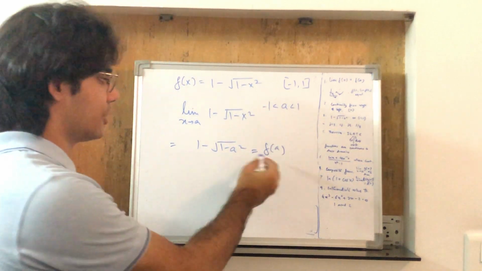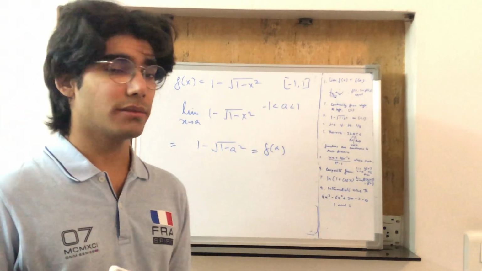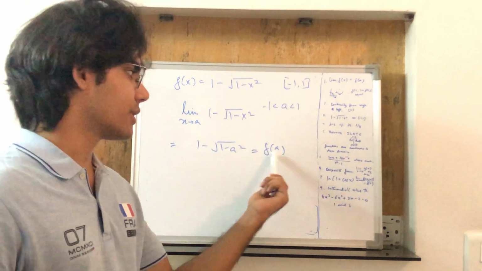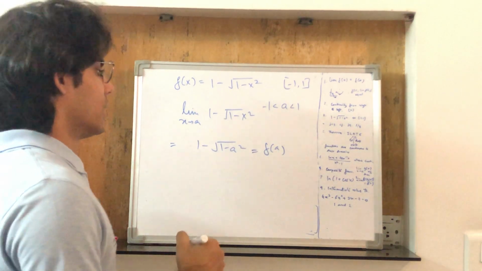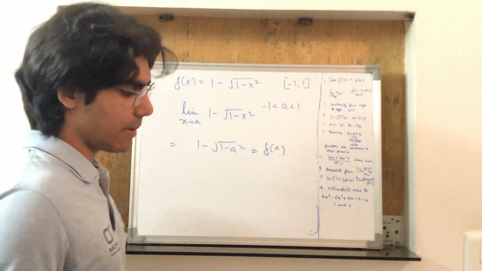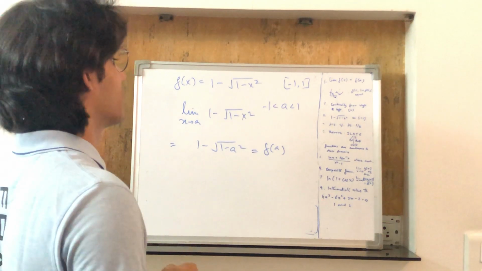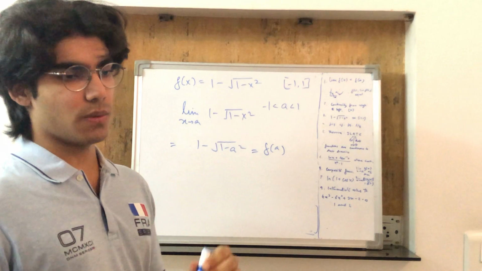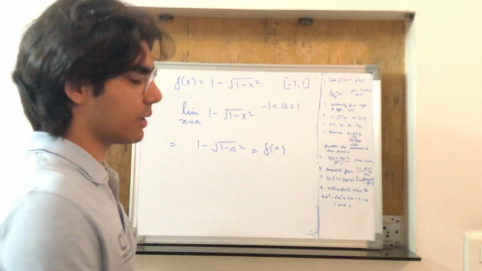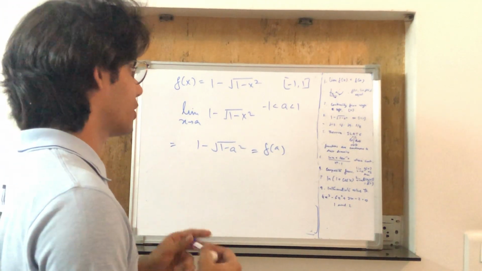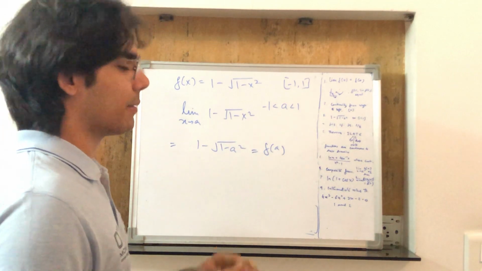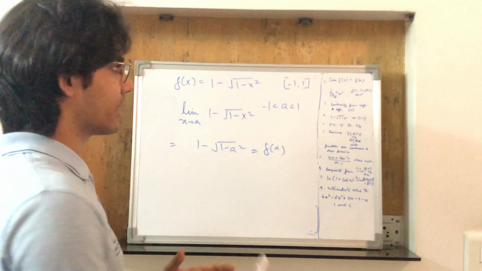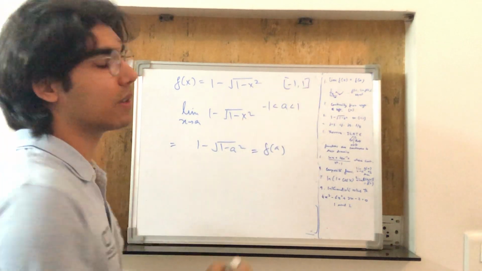When you plug in a, you're just going to get this, which means that the limit, when a is between -1 and 1, is just going to be f of a. You can test the left and right hand limit. I'm not going to get into that. If you want to test the right and left hand limit for -1, and so on, you can test that yourself, and you're just going to find that they're all going to be this function. So that means that the function f of x is continuous in this interval -1 to 1.